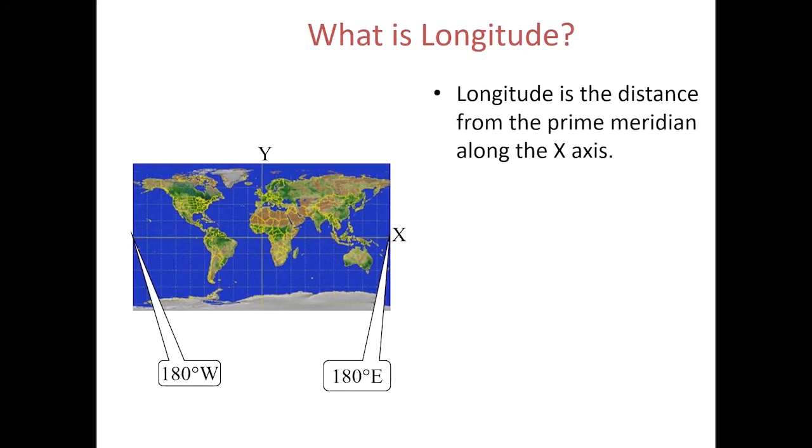Okay, so what is longitude? Well, longitude is the distance from the prime meridian along the x-axis, again measured in degrees. But because we've now got the full circle going all the way around, we measure from 0 to 180 degrees east and 0 to 180 degrees west, covering the full 360 degrees of the Earth.